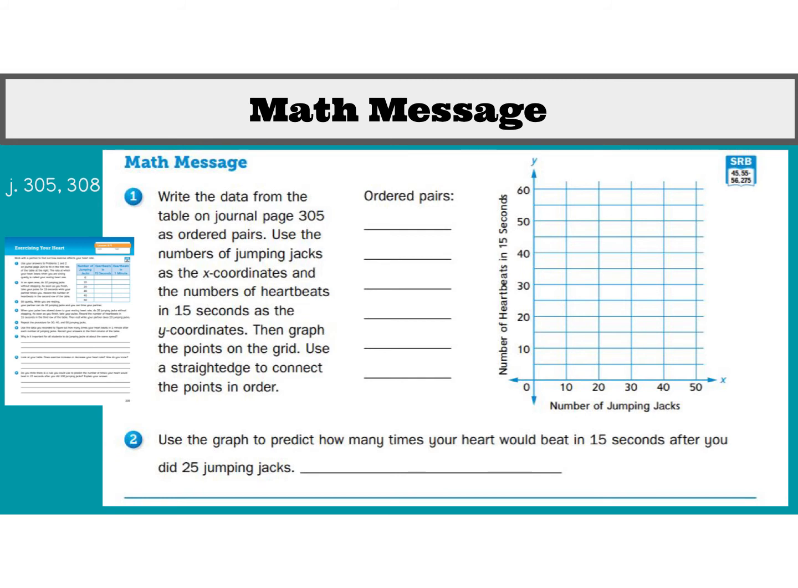So once again, you're going to take your data from page 305. You're going to make the ordered pairs here from that data. Then you're going to plot the data here in this coordinate grid. Once you get that plotted, you connect all your dots, take a straight edge, draw your line, and then question number 2 says use the graph to predict how many times your heart would beat in 15 seconds after you did 25 jumping jacks. So again, you're going to use this graph to help you make that prediction for number 2.